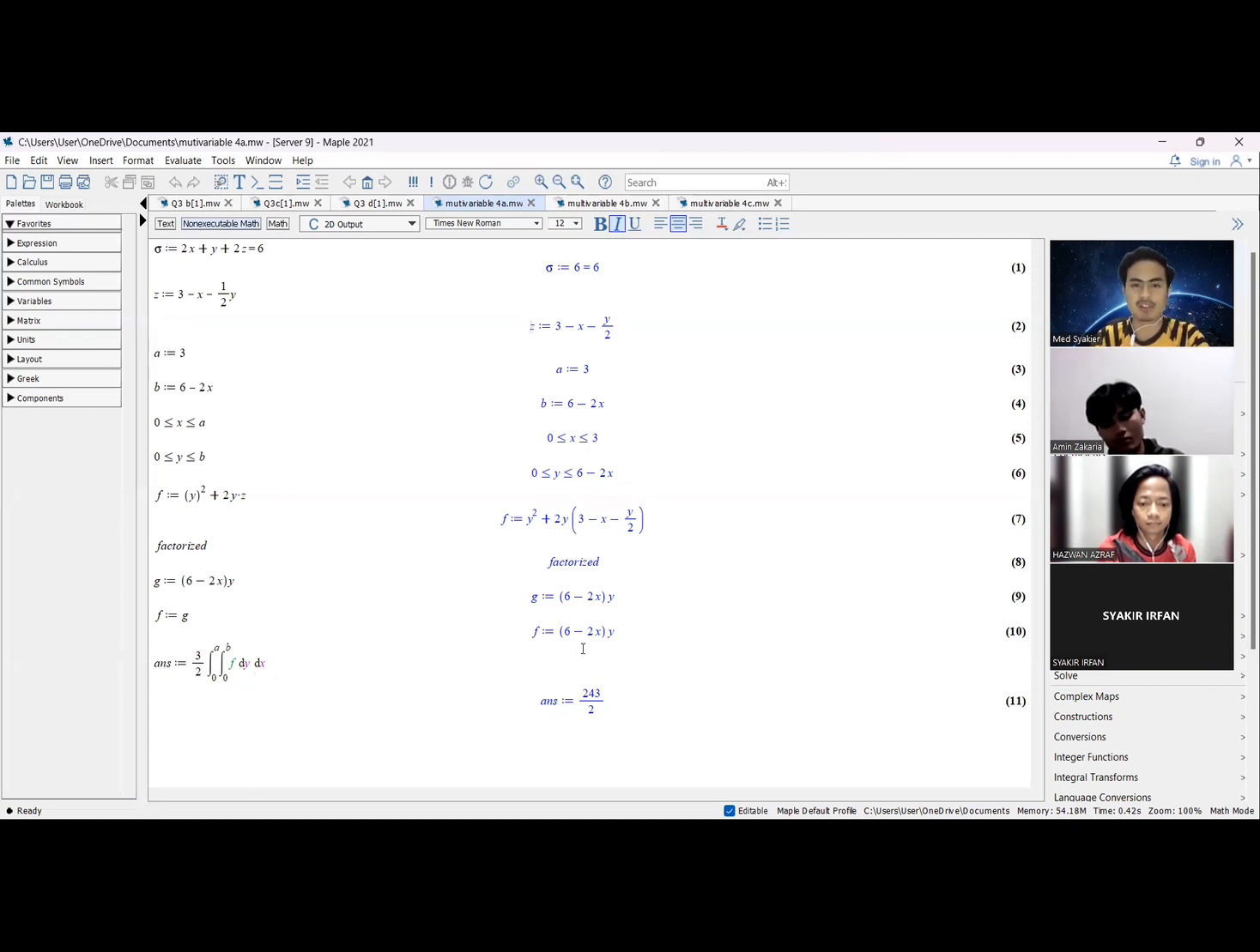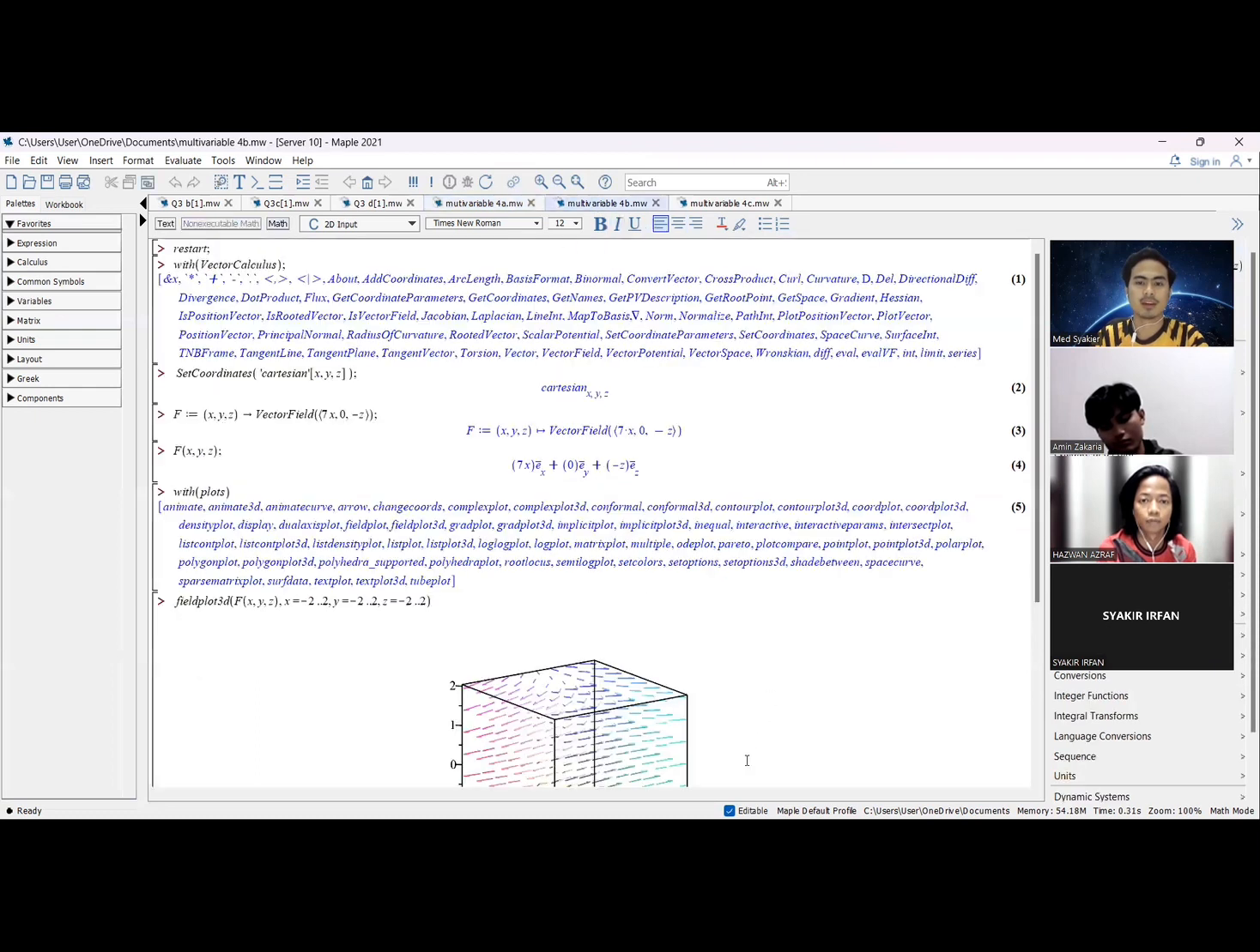And then the final answer for question 4a is 243 over 2. And then we go to the second question, which is b.